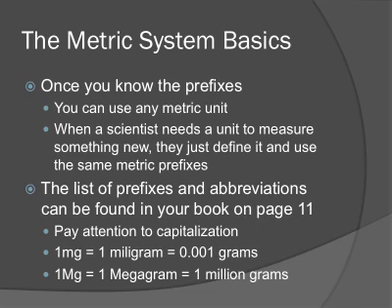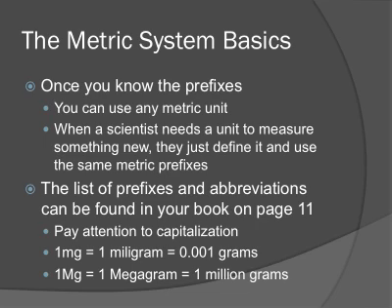The list of prefixes and abbreviations can be found in your book on page 11. There's way more than just those 6. So if you're doing your homework, like there are a few homework questions that I'm going to give you, or occasionally in a lab, if you're given a prefix that isn't one of those 6, just turn to page 11 and it'll give you the conversion factor.